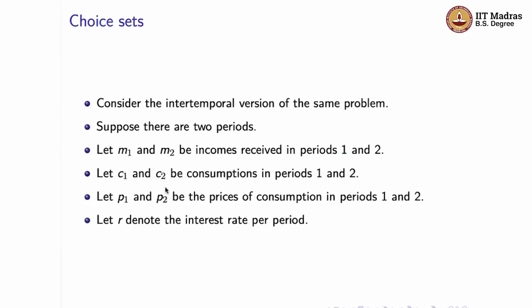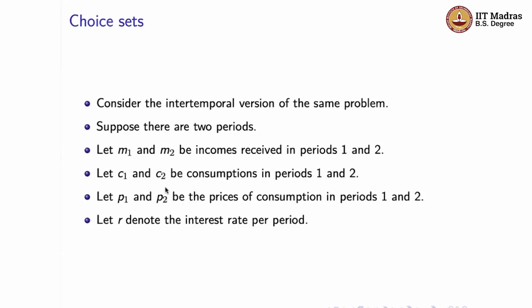Now let's consider the same problem, but the intertemporal version. As we mentioned, the word intertemporal suggests that you are looking at a choice problem where you are thinking about choices across different time periods. At a minimum, we need the following description. Suppose that there are two periods. We specify the incomes received in periods 1 and 2. Suppose M1 is the income that the consumer is expected to get in period 1, and M2 is the income the consumer is expected to get in period 2. And these are known with certainty, right?